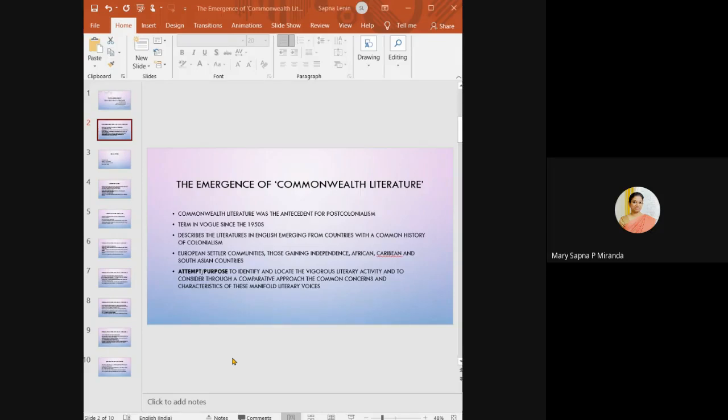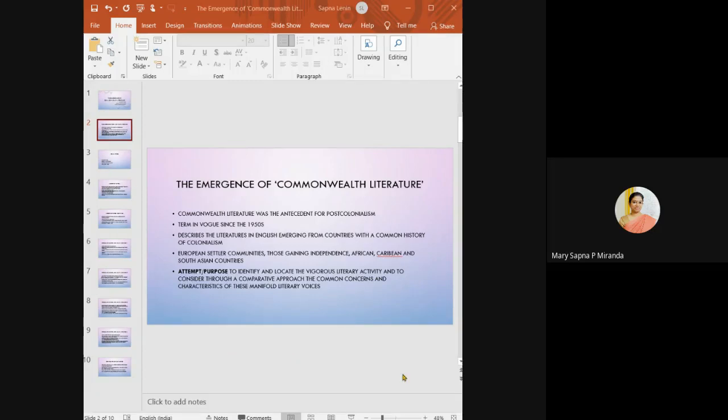And what was the purpose of clubbing these literary works together? It was to identify and to locate all the literary work that was happening in these countries, and then there is a comparison. These critics try to compare the common concerns and characteristics that are told in these literary voices, because every literature is actually a voice of that particular country, right? So now all these countries are unified by one link. And what is that one link? That all of them were once upon a time colonies. So the idea is to identify and locate the literary activity that is happening in all these various ex-colonies. Earlier they were colonies, now they are all independent countries.